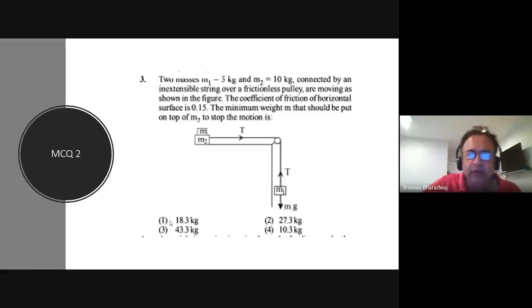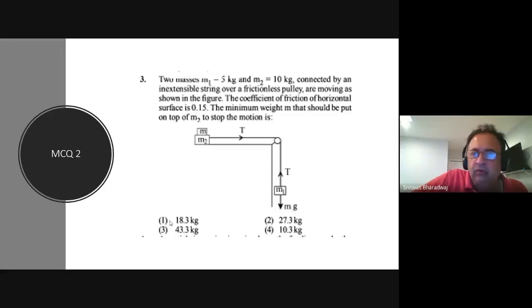So what do you need to do? Two masses, 5 and 10, connected by an inextensible string over a frictionless pulley. They've already drawn everything for you, right? The coefficient of friction on the horizontal is 0.15. Find the minimum weight m that should be put on the top to stop the motion.